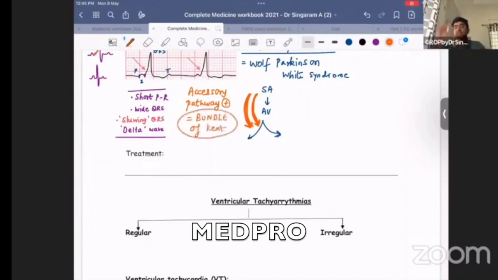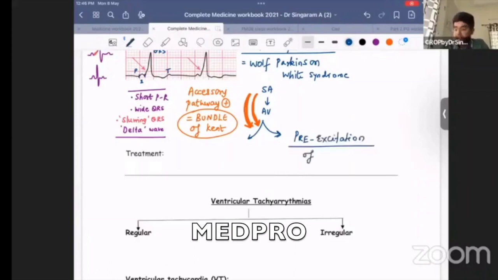So what is the problem here? The problem is, even before the impulses from the SA node reach through the AV node and then to the bundle of His, through the bundle of Kent, what will happen? There will be early excitation of the ventricles through this bundle of Kent. Are you able to follow this? That is why this condition is called pre-excitation syndrome.